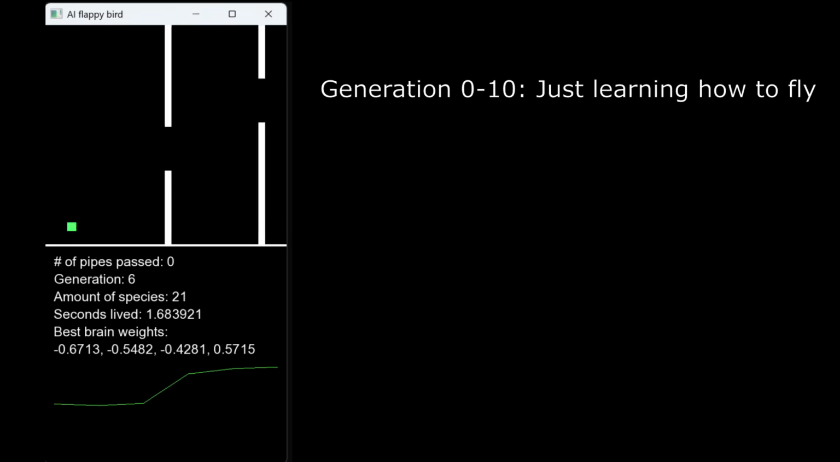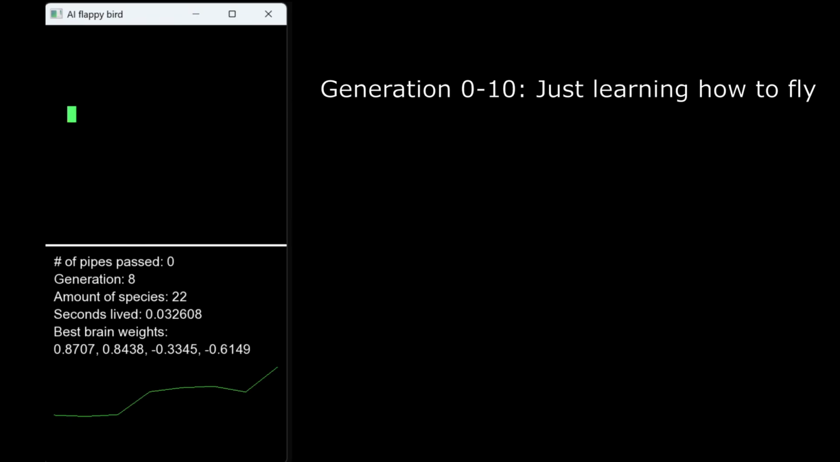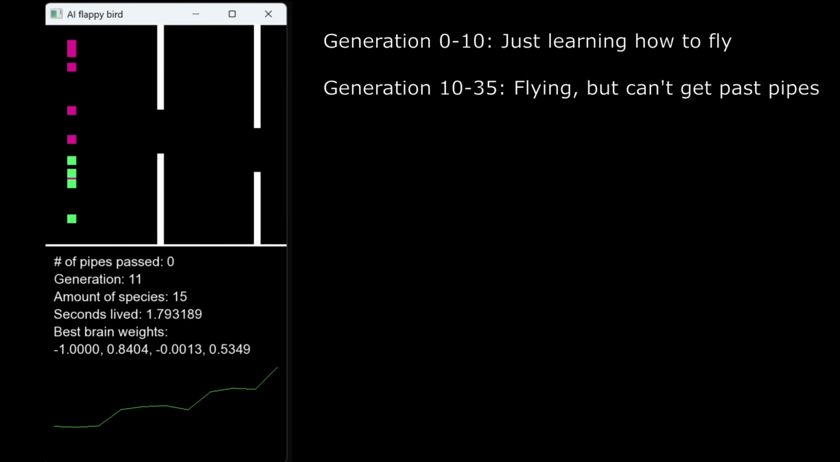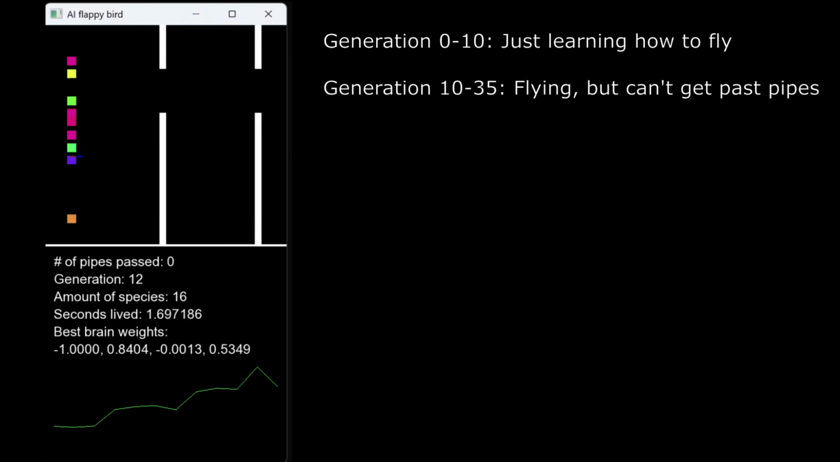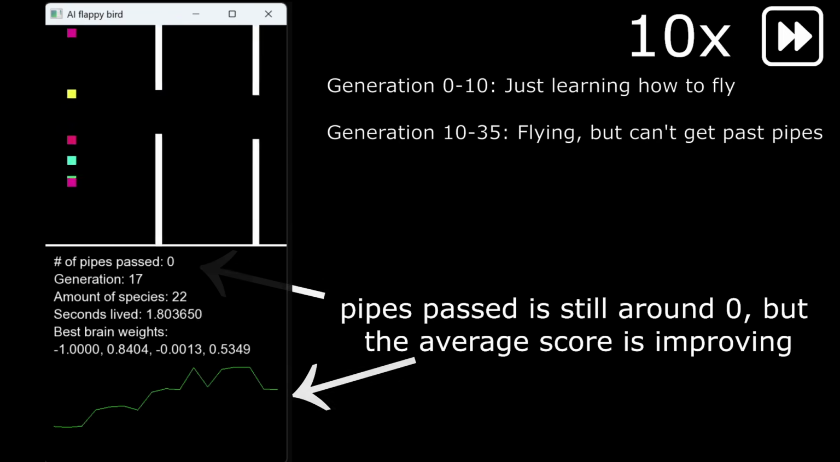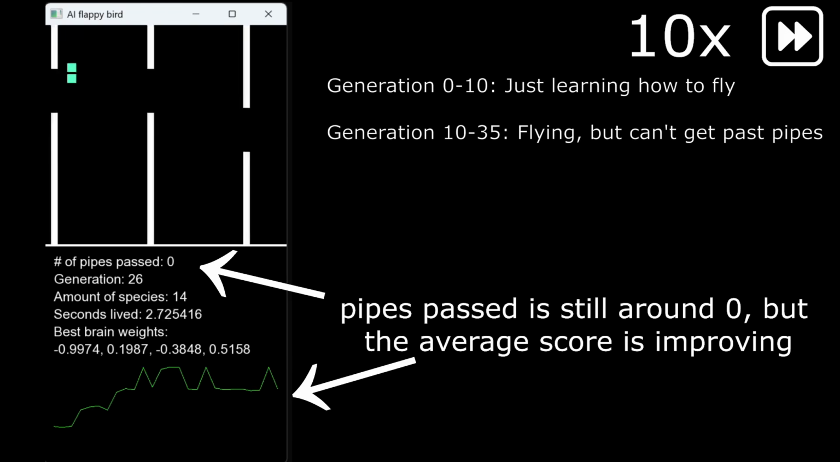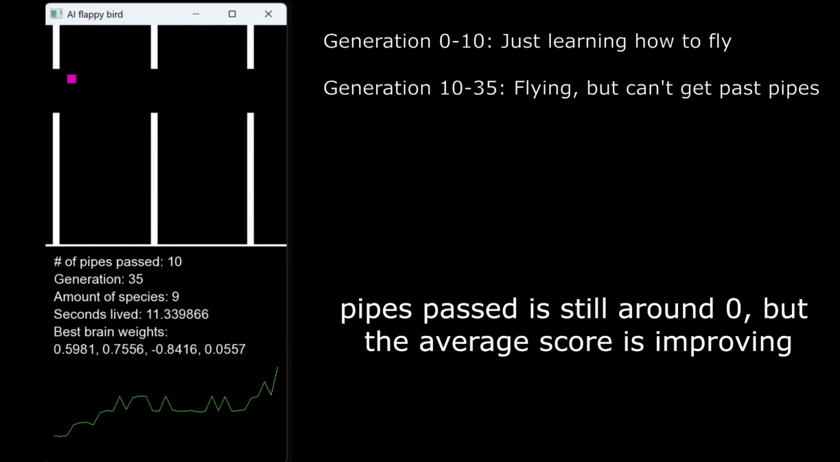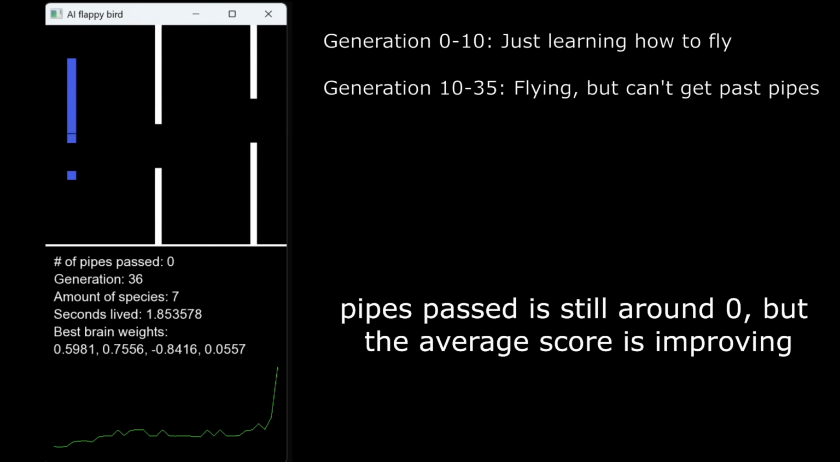As you can see, in the beginning they're pretty bad, they're just learning how to fly. By generation 10, they can fly pretty well, but they can't get past the pipes. Then, by generation 35, they're flying pretty good. Now they just have to get a bit better and survive forever.